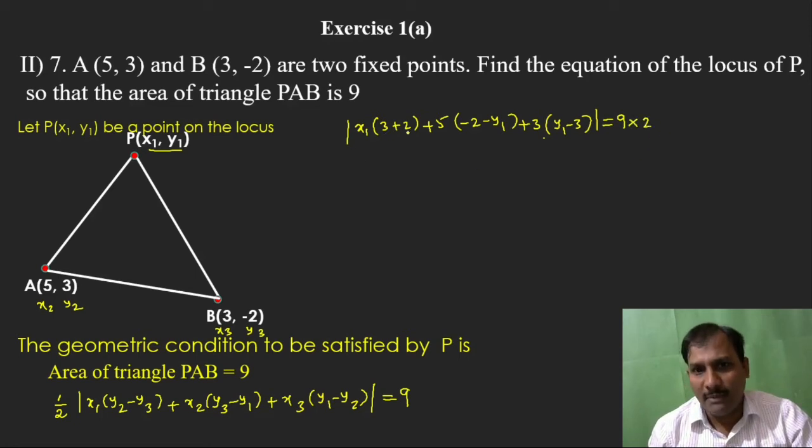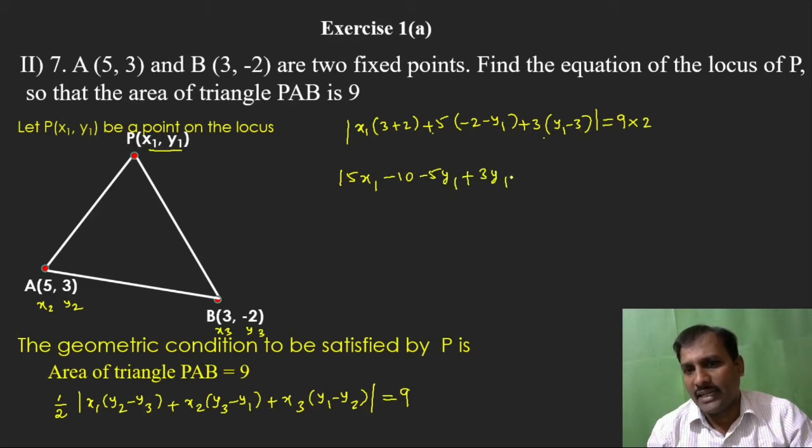So this is modulus of 5x1 plus 5 into minus 2, minus 10, minus 5y1, plus 3y1, 3 into minus 3 is minus 9, equal to 18. Now 5x1 minus 5y1 plus 3y1 is minus 2y1, minus 10 minus 9 is minus 19, is equal to 18.